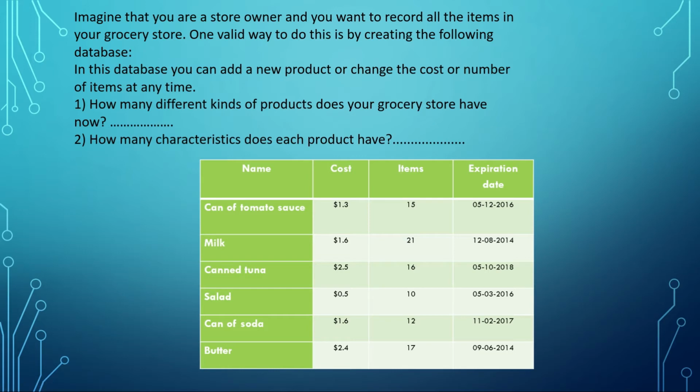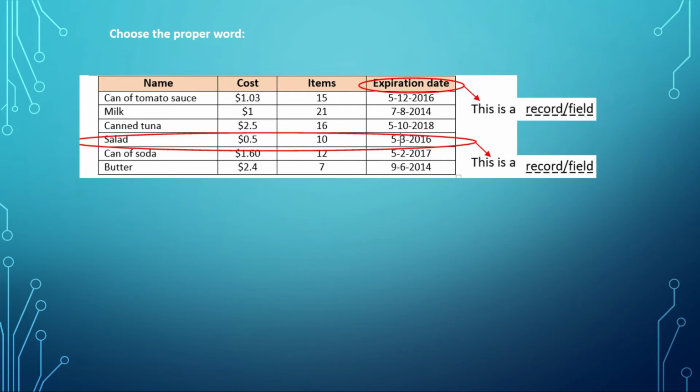Okay. Now let's do more activities. Choose the proper word. You have to tell me whether it is a record or a field. I told you that when we have a column, in the column we have a field, and in the form of a row we have a record, so we have to select it. The expiry date is basically a field, and salad and all these cost items and expiry dates are the records.